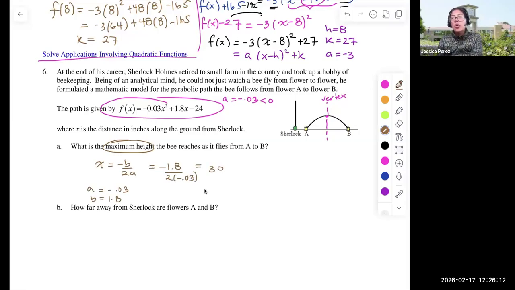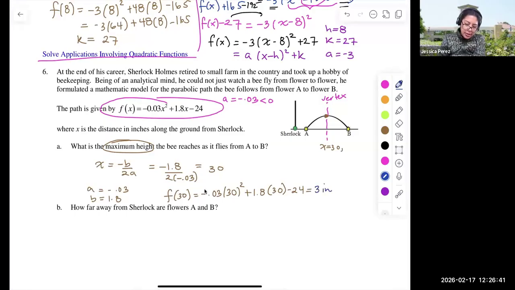Is 30 our answer? No. We need to find the height. That only gives us the axis of symmetry, x equals 30. We need to find the height component. So we are going to substitute f of 30 into the function: negative 0.03 times 30, quantity squared, plus 1.8 times 30 minus 24. Again, we are using our calculator, and we are going to get 3 inches. And how do we know it's inches? We are looking at the units here. So 3 inches will be the value of our maximum height.